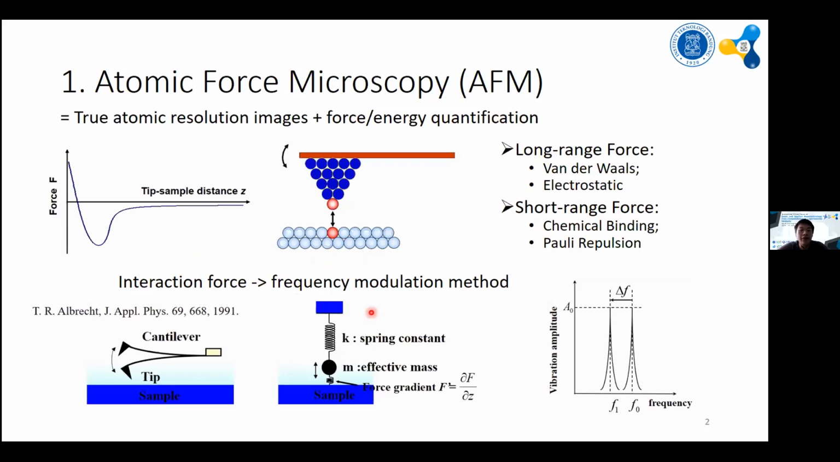It's called a frequency modulation method. These are the schematic. In short, this cantilever has its initial frequency of F0. When it is approaching the sample or interacting with the sample, this frequency will shift like this to become F1. So by using this kind of information, the frequency shift, we can measure the force or the energy.